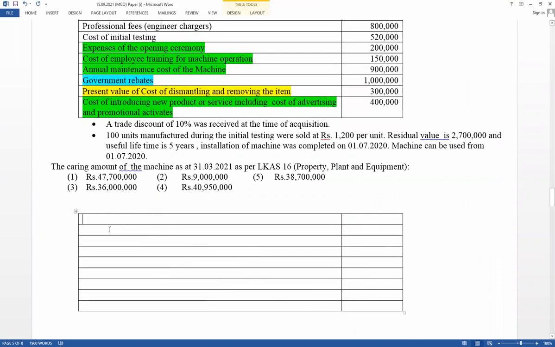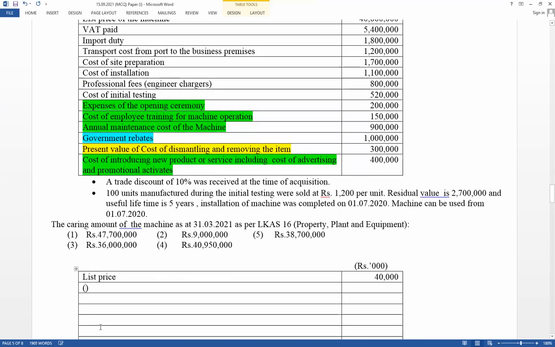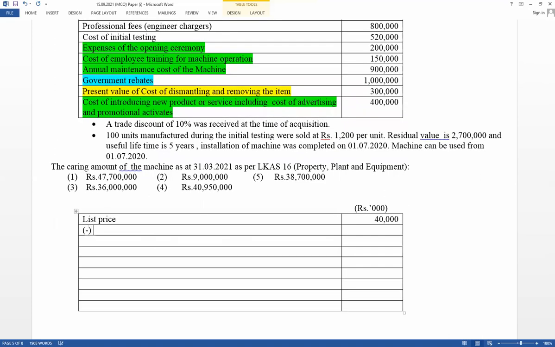List price it has given. Discount it should be deducted. It has given list price from the beginning 40 million. From that value, record values in 1000. Deduct trade discounts. Trade discount it has given 10%. Therefore, trade discount should be deducted. Record values in 1000. Therefore, minus trade discounts.